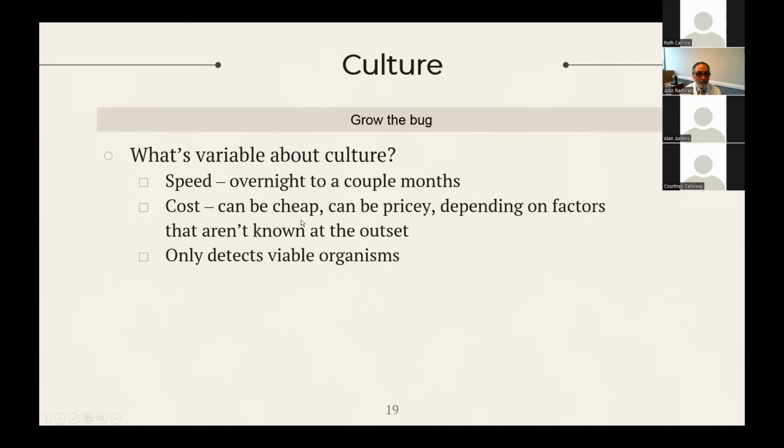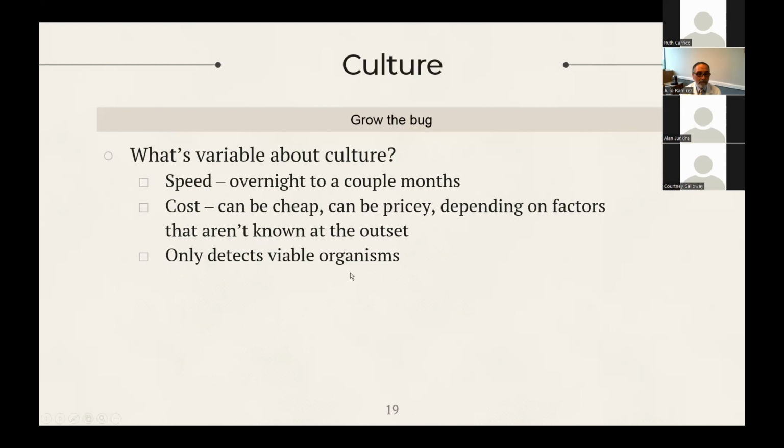The cost can be cheap. Sometimes it's just a couple of plates. But sometimes we get organisms, we have to identify them, we have to do susceptibility testing, and that can bump the price up. Unfortunately, you don't know ahead of time what you're going to get. So the price may be variable.